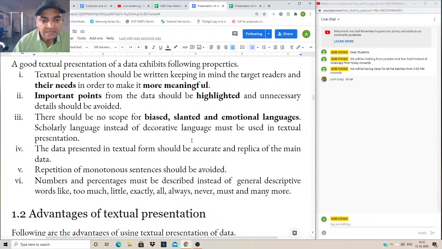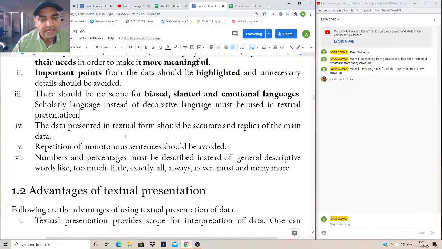Textual presentation does not at all mean that it is decorative language. You should not be biased, and you should not exaggerate a finding. Ultimately, what you have to tell should be on a scientific basis, that this particular finding provides this type of information. Now, the data presented in textual form should be accurate and should be a replica of the main data.